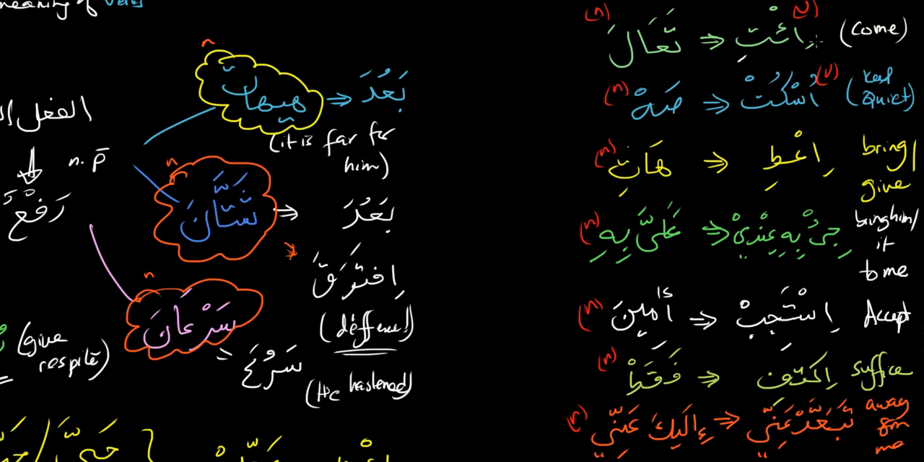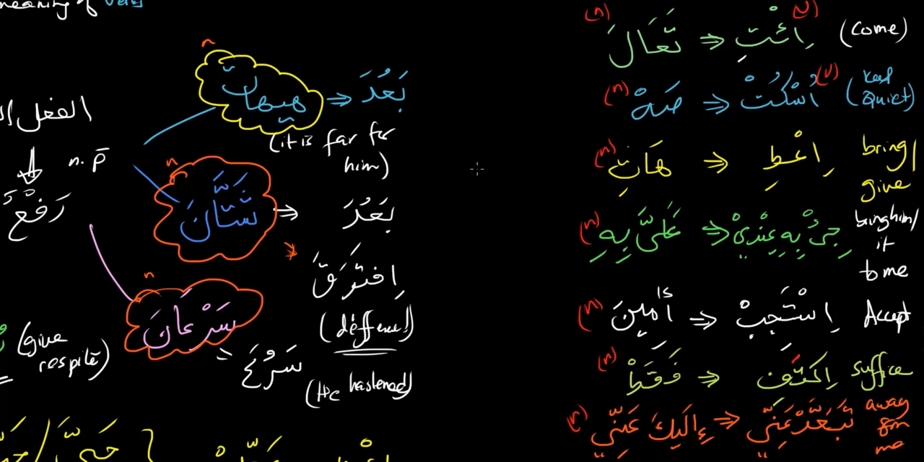Ta'al, i'ti, sah, uskut, hati, i'ti, and alayya bihi, which means bring him to me. Alayya bihi is the same as ji bihi indi. Amin has the same meaning as istajib, accept. Faqat means iktafi, which means suffice. And ilayka anni is the same thing as taba'ad anni, which means away from me.